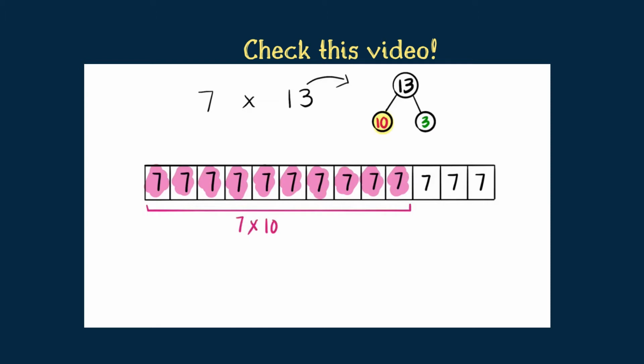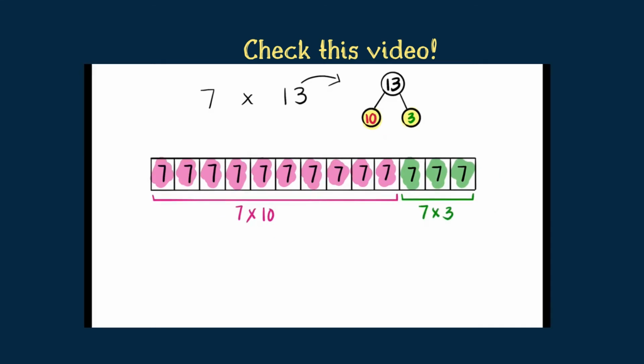Now remember, we said 10 plus 3 makes 13. So far we have 10. Now we need to do the other 3. We have 7 times 1, times 2, times 3. So now we can see that 7 times 13 is the same thing as saying 7 times 10 plus 3, because 10 plus 3 makes 13.